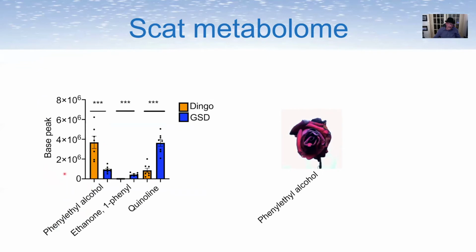Phenylethyl alcohol was higher in the dingo. The only other two chemicals that differed between the scat of a dingo and a German Shepherd were ethanol, 1-phenol, and quinolone, and these were significantly higher in the German Shepherd. It's interesting that the chemists amongst us described phenylethyl alcohol as being similar to the smell of an old rose. Whether we can use the differences in proportions between these chemicals to create something like a chemical fence.